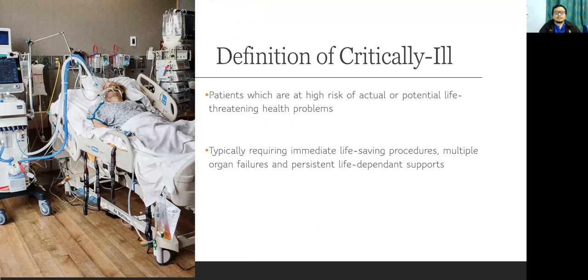So, as usual, what is the definition of critically ill? These are the kind of patients who are at high risk of actual or potential life-threatening health problems. Basically, they are nearing death and we are trying to prevent death and trying to save them. So they typically require immediate life-saving procedures, and they usually have multiple organ failures and require persistent life-dependent supports.